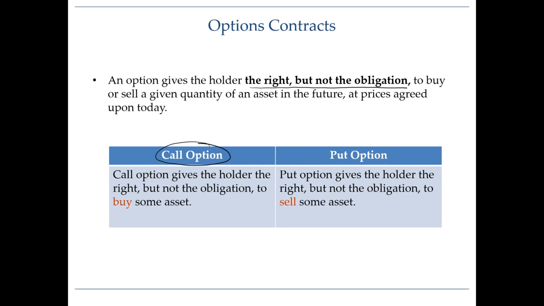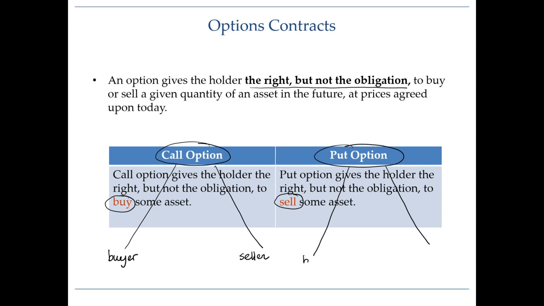You have call option, which gives the holder the right to buy foreign currency. You have put option, which gives the holder the right to sell the underlying asset, which happens to be foreign currency in our case. So for each type of these contracts, you have a buyer and seller. So you have a buyer or holder of call option, and you have a seller or writer of call option. The same thing goes for put option.